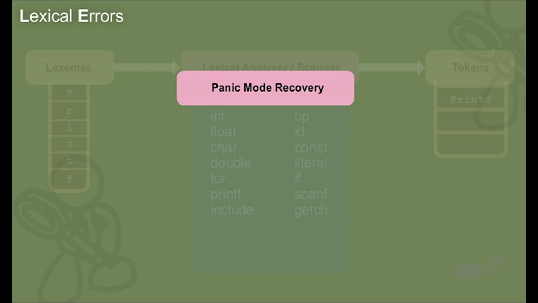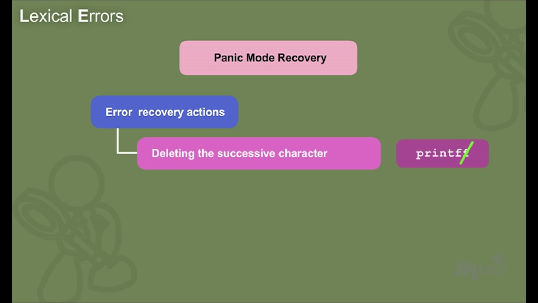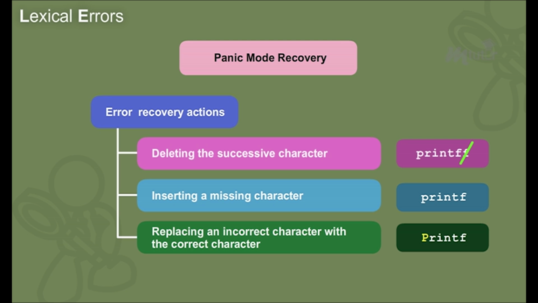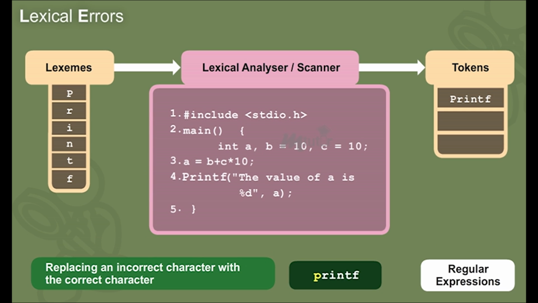There are 4 possible error recovery actions: deleting the successive character, inserting a missing character, replacing an incorrect character with a correct character, and transposing 2 adjacent characters. In this case, an incorrect character should be replaced with a correct character.